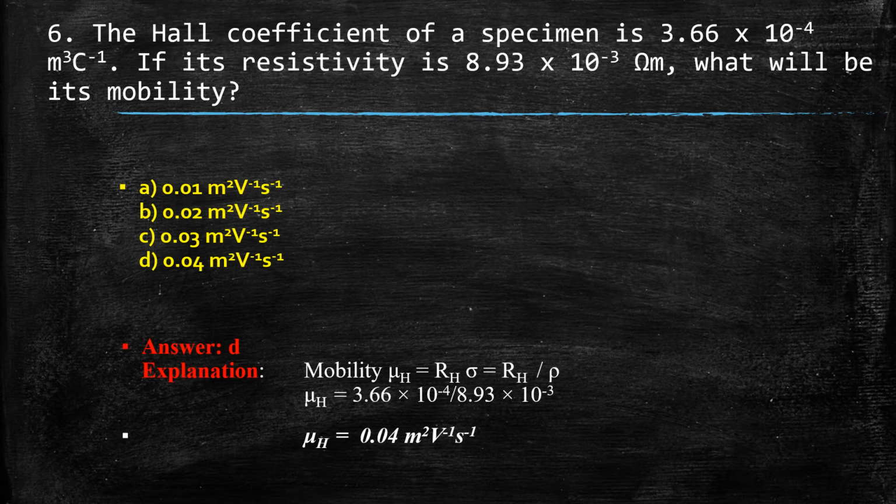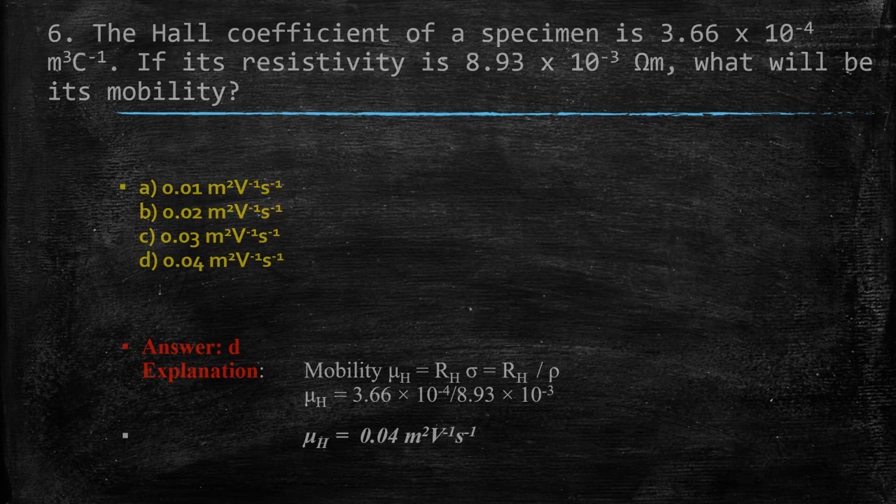The answer is D. Mobility mu H is given by RH sigma. We substitute the data given and we find the Hall mobility to be 0.04 meter square per volt per second.